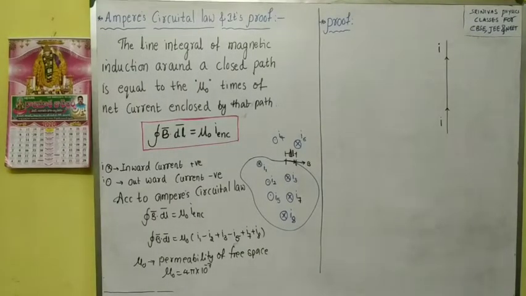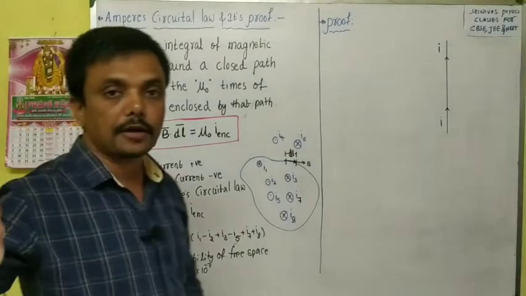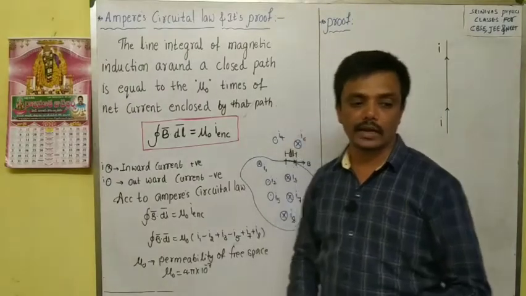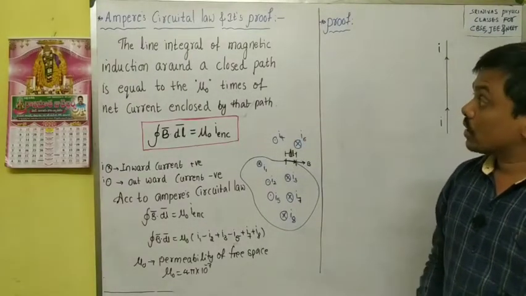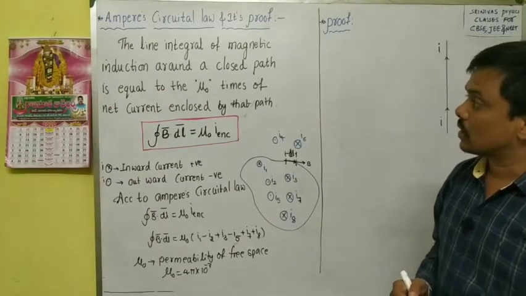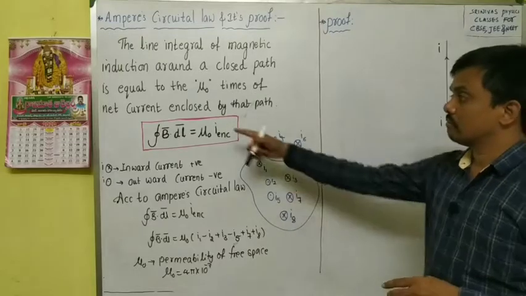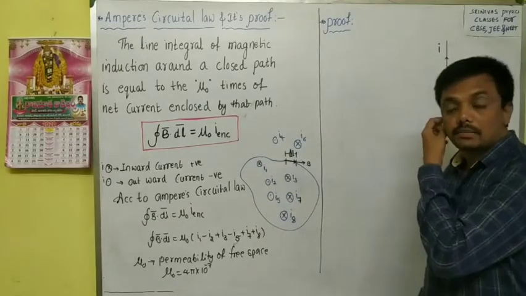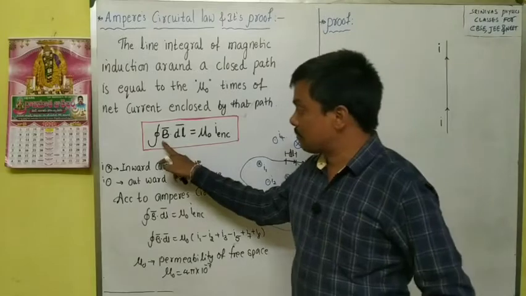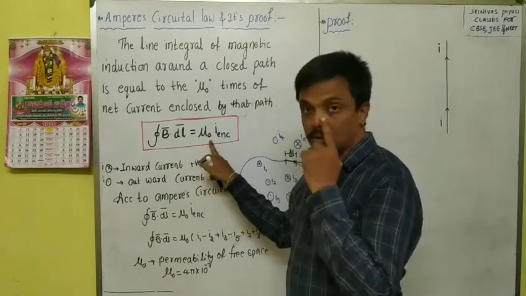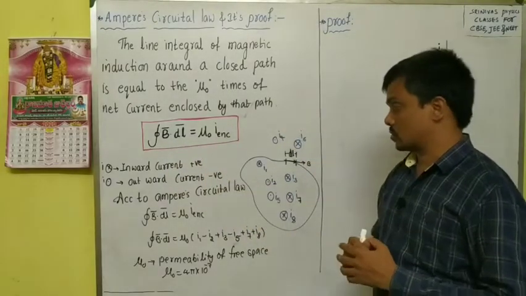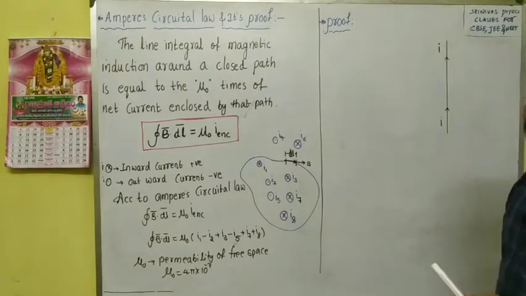Now I am going to explain the proof of Ampere circuital law. The Ampere circuital law statement is that the line integral of magnetic induction around a closed path is equal to mu naught times the net current enclosed by that path. The mathematical form is integration B bar dot dl bar equal to mu naught I enclosed. Then how to prove this?